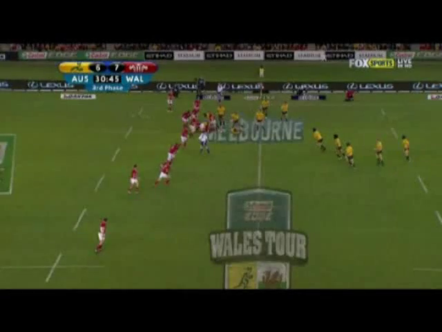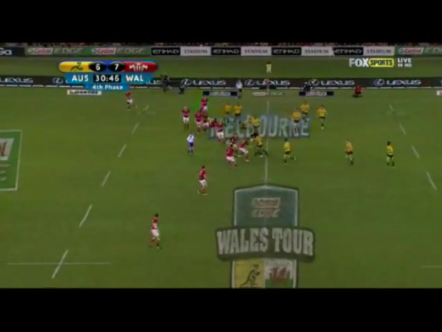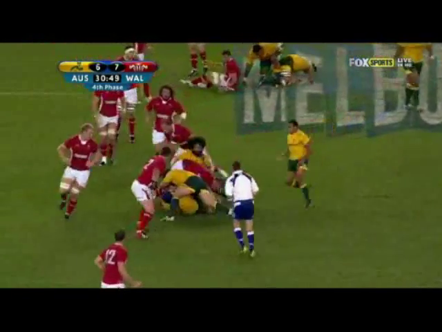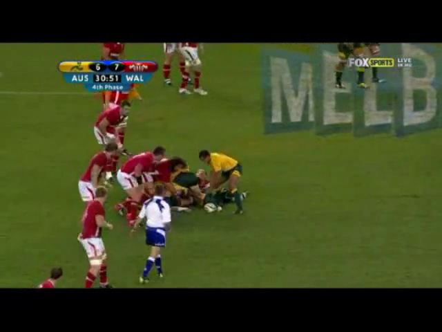When Genia looks up now for an option to bring the ball back across this side of the field, the entire Wallabies team is within 30 metres of the sideline. That's making it very easy for the Welsh to defend.